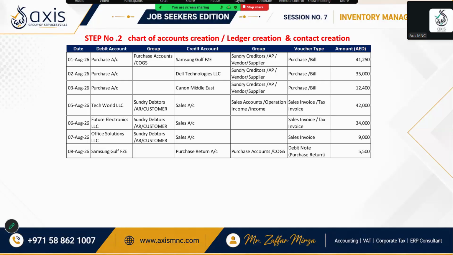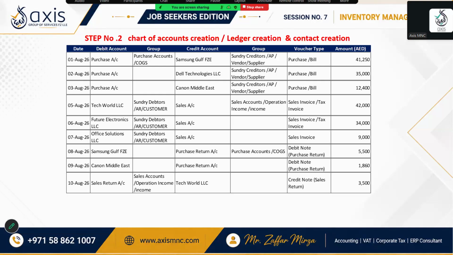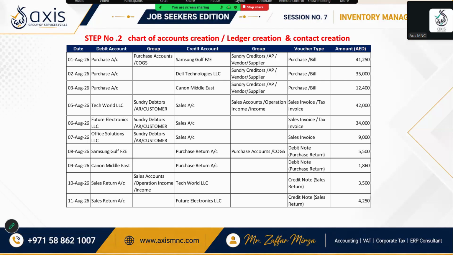Next is Canon, same purchase account, no need to create again, debit note, sales return. You need to create the ledger called sales return under the group sales account. Tech World customer, no need to create, already created, we need to create a credit note. Sales always credit. If sales return, we need to create a credit note. Purchase always debit, debit note. You can remember it like this. Next is sales return. Complete the table, please.